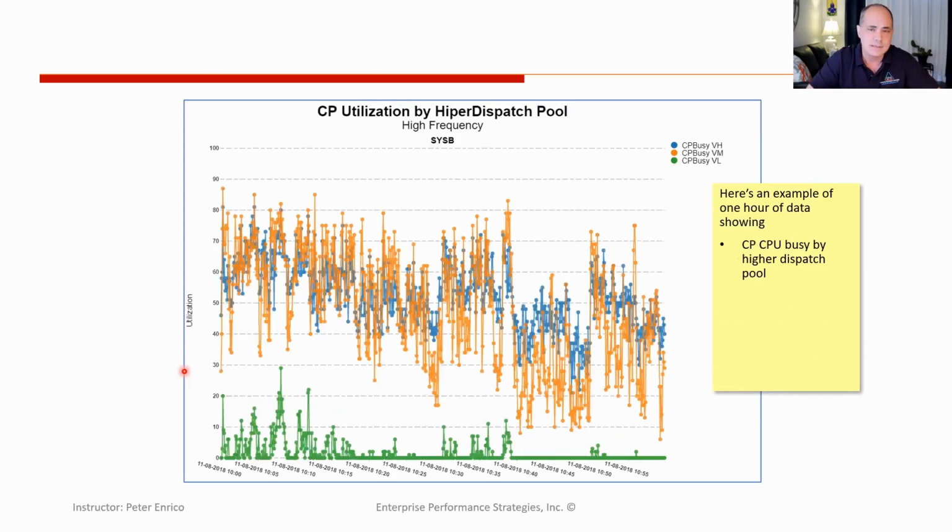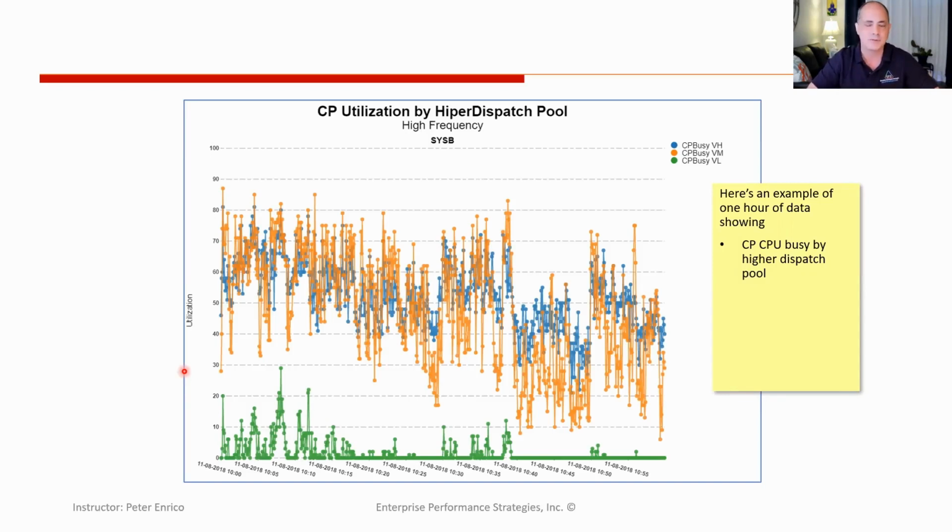Here's an example of the hyperdispatch pooling, which if you want to see the utilization by pool, well, this is what this is going to give us. So what's happening here in this particular slide is we have 3 series for your high pool processors, your medium pool processors, and your low pool processors. And now what we're getting insights into is how busy each one of those pools are.